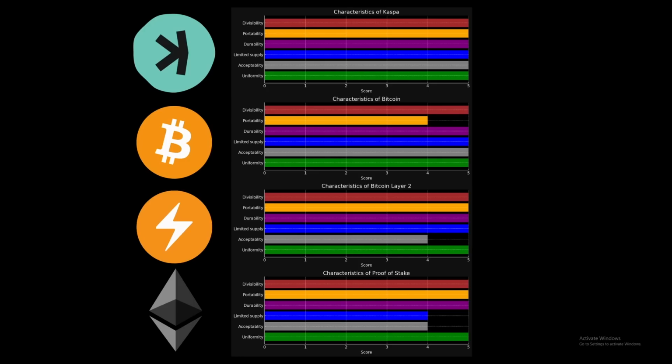So it is divisible, it is portable, it is durable, it has a limited supply, it is acceptable or permissionless, and it is uniform. It perfectly fulfills all of the properties that we want money to have. And so over time, as the network gains more and more adoption, it will continue to function with the properties that we want money to have. And it will not be susceptible to these systemic issues that an inherent lack of portability or lack of decentralization or security or scalability has.